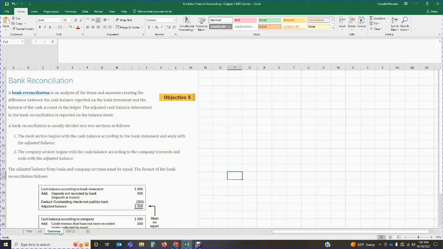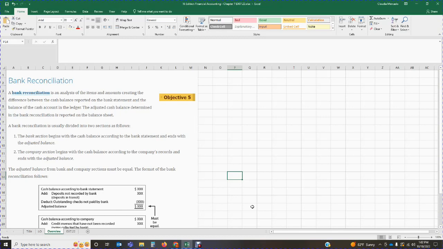Okay, so a bank reconciliation is basically an analysis of the items and amounts creating a difference between the cash balance reported on the bank statement and the cash balance reported in our books. So we're going to be comparing what the bank has and what we have on our end, and then figure out what is causing the differences between the two. Okay, and we're going to figure out the adjusted cash balance, which is basically the amount of cash that we actually have to utilize in the business.